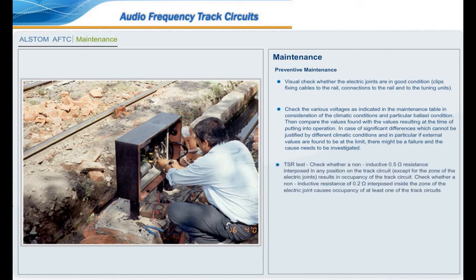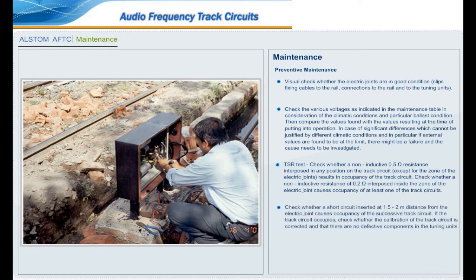TSR test. Check whether a non-inductive 0.5 ohm resistance interposed in any position on the track circuit, except for the zone of the electric joints, results in occupancy of the track circuit. Check whether a non-inductive resistance of 0.2 ohm interposed inside the zone of the electric joint causes occupancy of at least one of the track circuits.